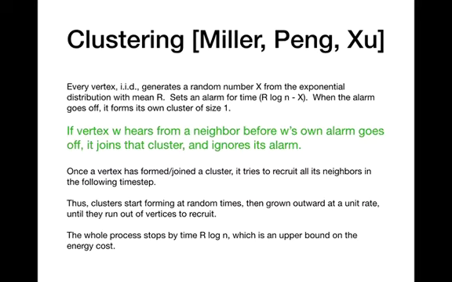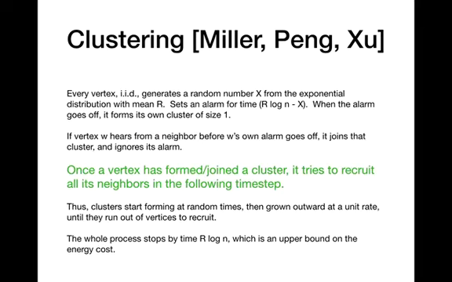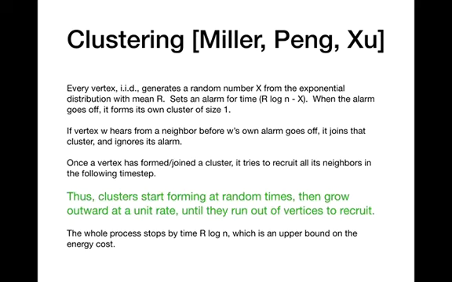Except if you hear from a neighbor before your alarm goes off, then you join your neighbor's cluster and you ignore your own alarm. And once you've either formed or joined a cluster, you try to recruit all your other neighbors in the following time step. So how does this work? It means that clusters start forming at random times, and then they grow outward at a unit rate until there's no more vertices to recruit. And the whole process stops by time r log n, so that's an upper bound on the energy cost.